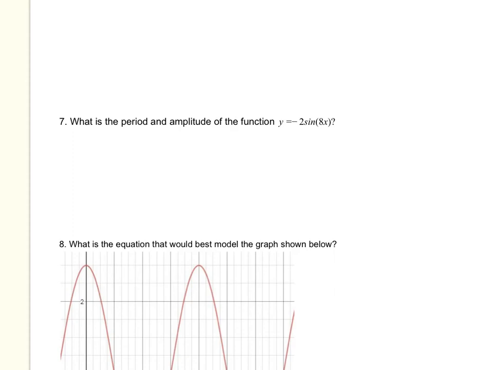Okay, a couple problems on functions of sine and cosine. So we have this function, y equals negative 2 sine 8x, and we want to talk about amplitude and period. Well, really, these two numbers are going to help us figure out those two things. Now, the amplitude is always the absolute value of the number in front, so it's the absolute value of negative 2. Absolute value just makes things positive. So the absolute value of negative 2 is just positive 2. That's how high and low the graph is going to go.